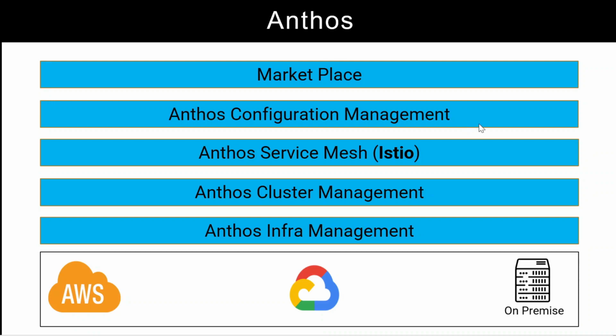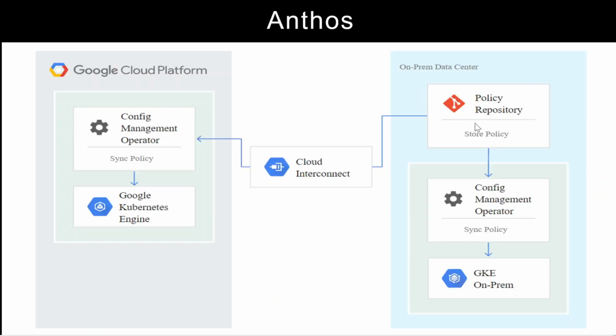Another important component of Anthos is its centralized configuration management. Anthos uses Git repository for its centralized configuration management. Here, this GKE and GKE on-prem represent the computation environment in Anthos cluster, and each cluster has one agent process running inside them, that is configuration management operator. This config management operator allows you to deploy and monitor the configuration changes stored in this central Git repository. Since both the environments are connected via cloud interconnect, both the environments can talk to each other.